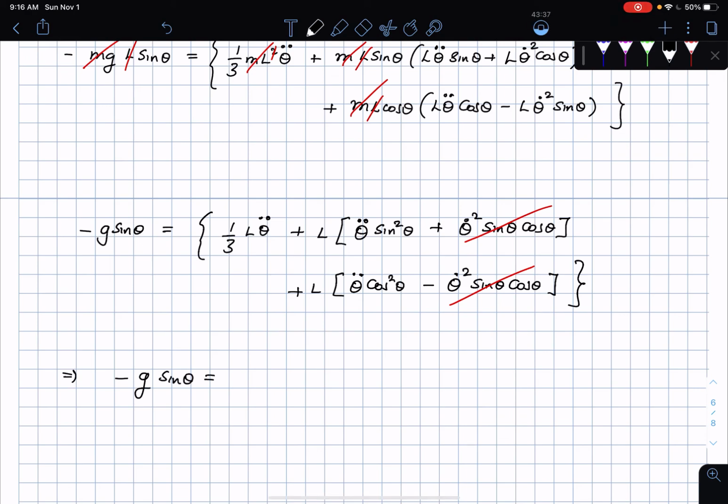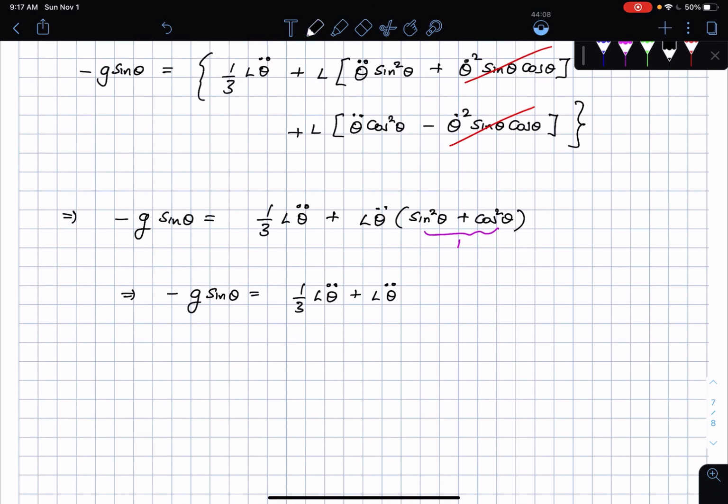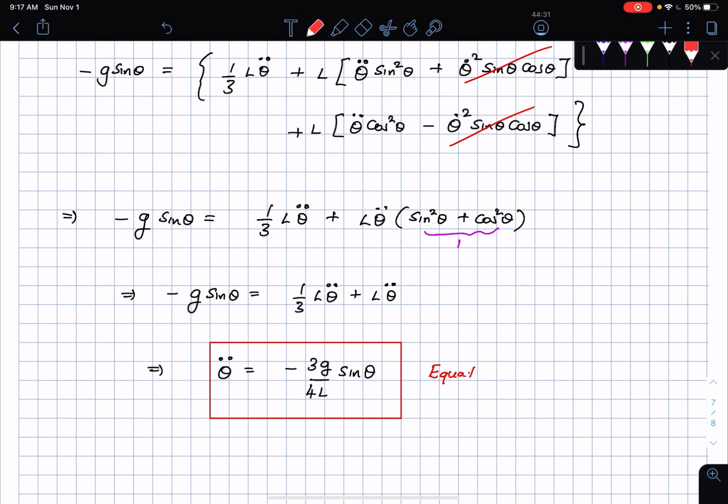Minus G sine theta is 1/3 L theta double dot plus L theta double dot times sine squared theta plus cos squared theta, which is equal to 1. So 1 plus 1/3 is 4/3, and I can rearrange some of these things. So I get theta double dot is equal to minus 3G by 4L sine theta. And this is the equation of motion, and it is very suspiciously similar to the equation of motion of a simple pendulum, which you had for a particle. So this is the equation of motion.